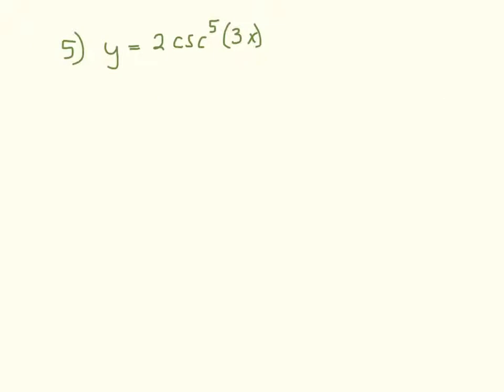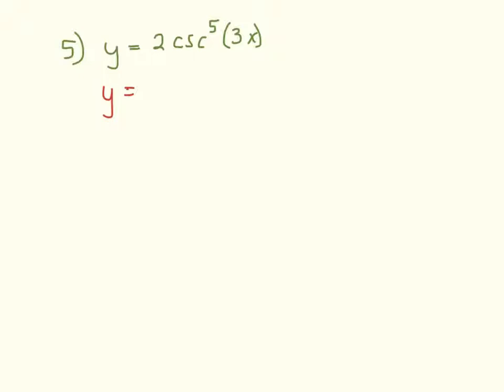Okay, our fifth problem here. We have y equals 2, which is a constant, times cosecant to the fifth of 3x. Okay, so our angle is 3x, but you notice that you have this fifth power, and that fifth power this time is on the function. So it definitely would help to rewrite this so that we recognize what is being raised to the fifth power.